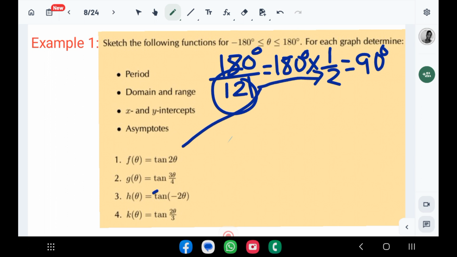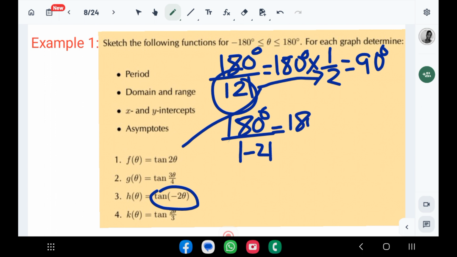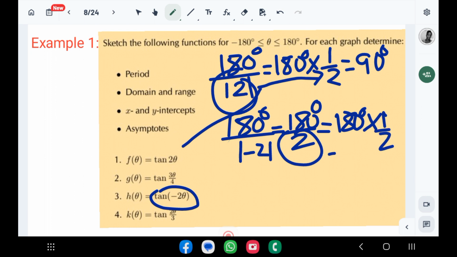The period for this one is exactly the same thing. Notice that your negative is taken care of by the absolute value. It will become a positive. So that will be 180 degrees divided by the absolute value of negative 2, which is equal to 2, which then leaves us with 180 degrees multiplied by, flip this one at the bottom upside down, that is 1 over 2, which leaves you with exactly 90 degrees. So the period, regardless of the sign of k, will still remain exactly the same. Now let's do the period for the last one.